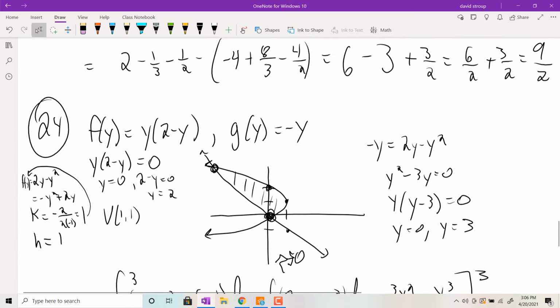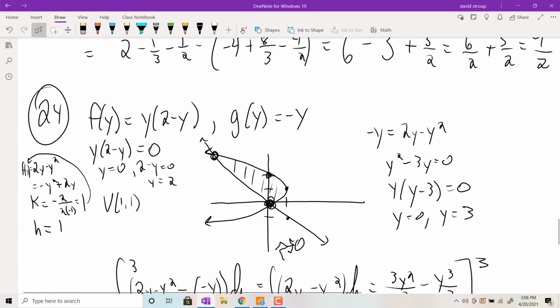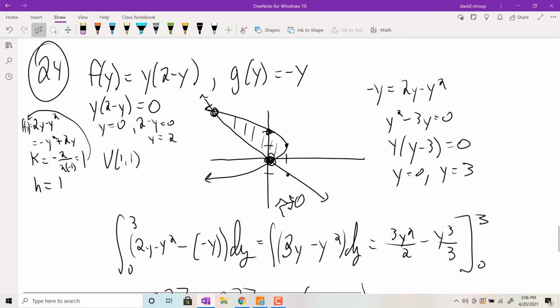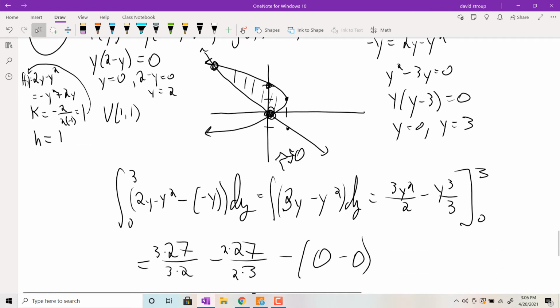So those are probably the same objects, just rotated. Okie dokie. So that's how you find the area between two curves.